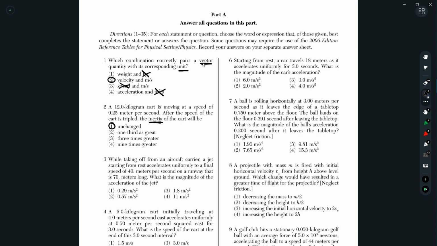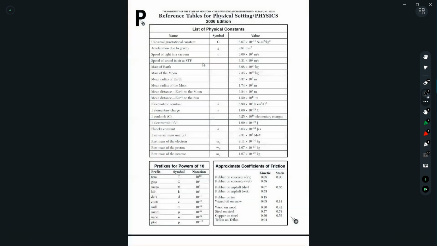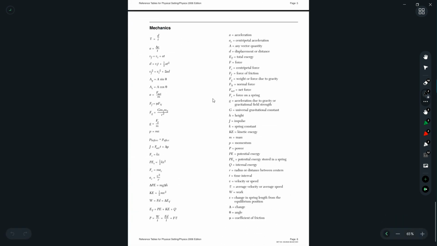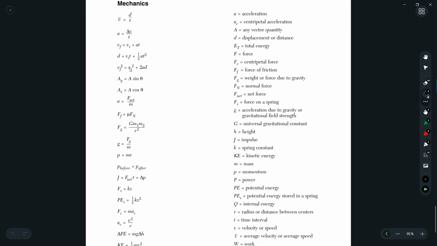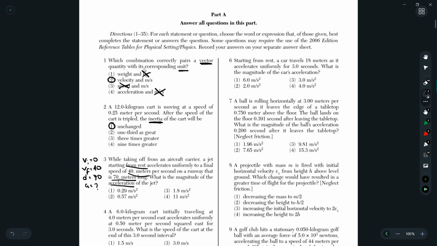Okay, taking off from an aircraft carrier, a jet starts from rest and accelerates to a final speed of 40 meters per second. The runway is 70 meters long. What is the acceleration? I have initial, final, and distance, and I need acceleration. This is the timeless equation, which for reference is Vf squared equals Vi squared plus 2 times a times delta d, or just d in this case.